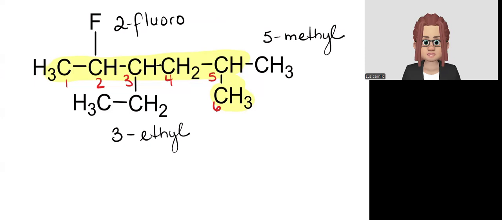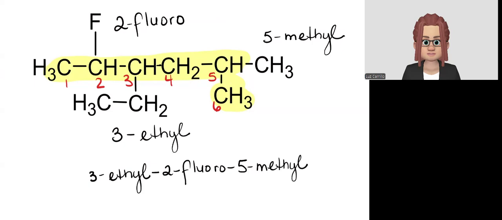Like in the rules that were stated, now I'm going to proceed to write these in alphabetical order. So when I build the name for this organic structure, I have to do 3-ethyl, next 2-fluoro, because in between every number and word, we need to put a hyphen. And lastly, 5-methyl. And next, I'm going to write the main chain, which since it's 6 carbons, this is a hexane.